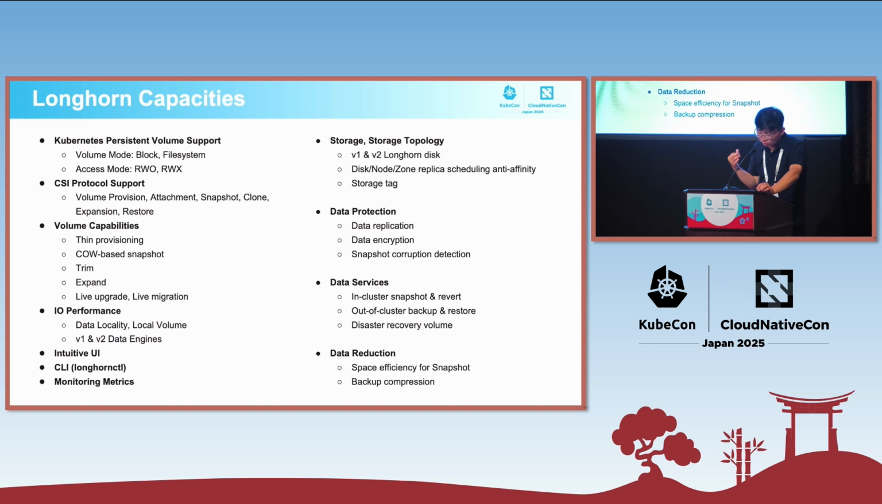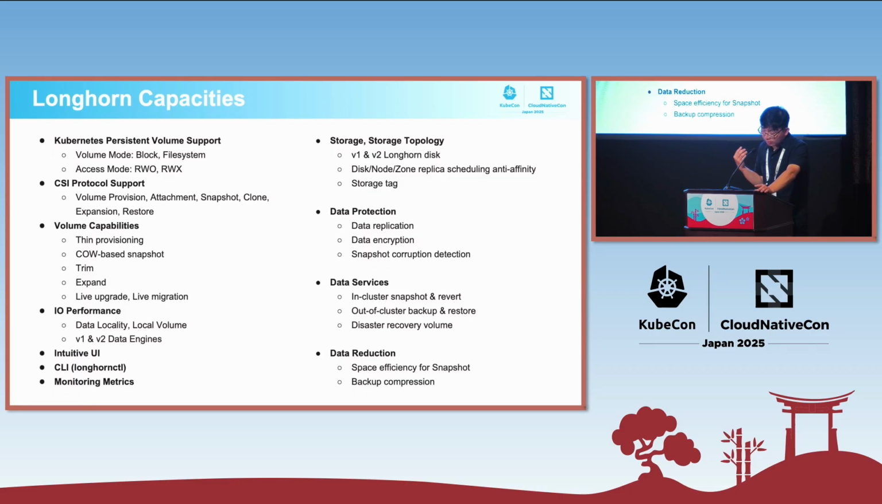Over time, we will improve the tool to make it like a Swiss knife for everything in Longhorn. We also have monitoring metrics to watch the status of Longhorn. Again, we will improve it over time, so if there are any metrics you want Longhorn to support, you can contribute as well. We also support storage topology based on the storage tag and so on. For data protection, we support replication. As I said, a Longhorn volume can have multiple replicas, so we can protect your data using the HA method.